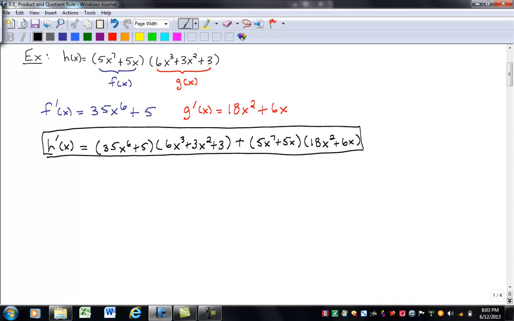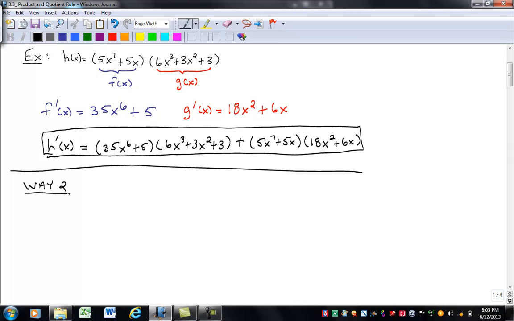There's another way to do it, however. In this case, I could have multiplied those things together, and I wouldn't have needed the product rule. I could have FOILed it all out and just took the derivative of each term. And that would have been another way that you could find the derivative. It would have looked a lot nicer when you were done. However, you'd have had to multiply those things together to do that. So let me just show you really quickly the other way you could have done this one.